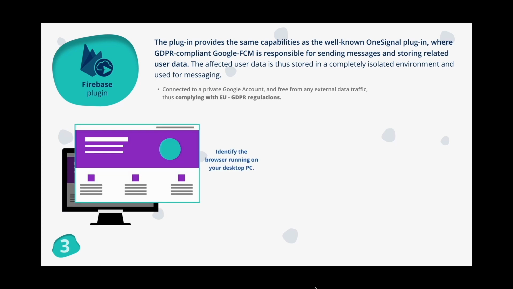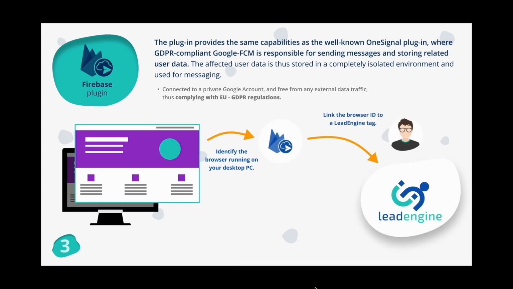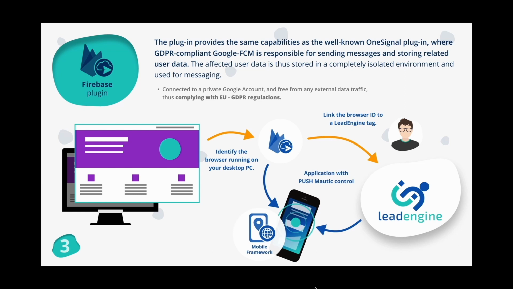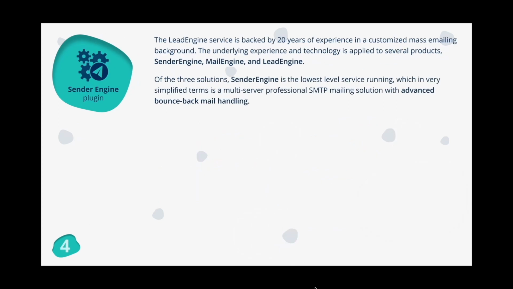Firebase Cloud Messaging is a special solution of the LeadEngine service. The extension provides roughly the same capabilities as the well-known OneSignal extension, where the sending of the messages themselves and the storage of the associated user data is handled by Google's GDPR-compliant Firebase Cloud Messaging service. The relevant user data is thus stored in a completely isolated environment and used for messaging purposes. The Firebase Cloud Messaging plugin can be included in LeadEngine deployments or in standalone Mautic deployments.